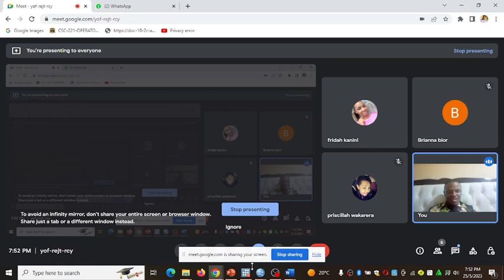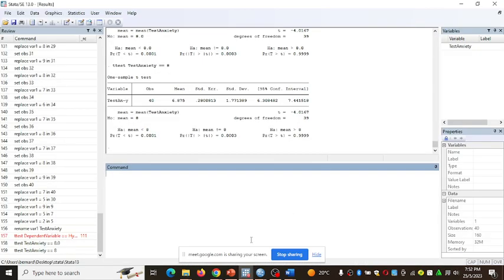And when you come to our output, we have less than on this side and greater than on that side. So this is actually the not equal, so we will use this one to make conclusions based on the null hypothesis that we have here.